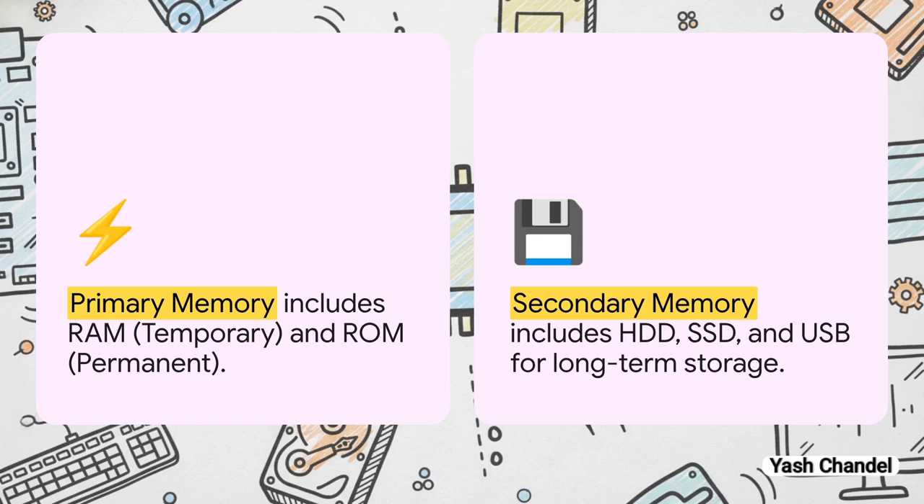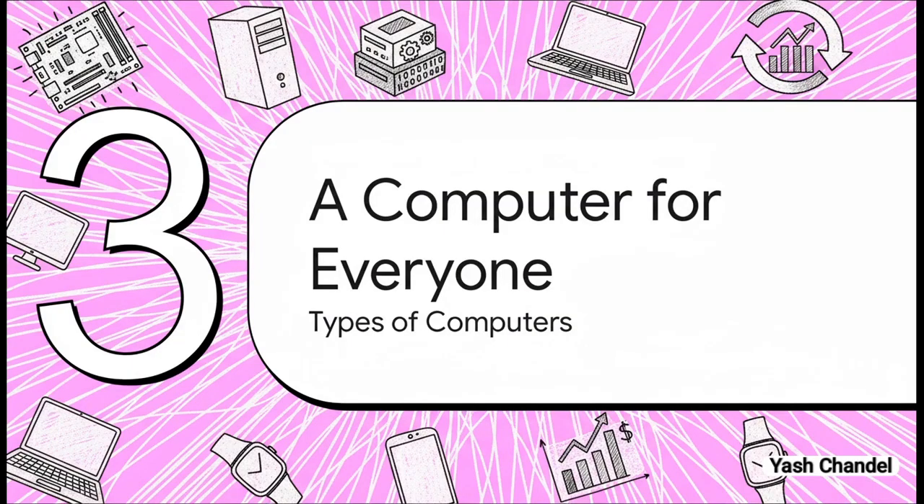Then you have secondary memory. This is your hard drive or SSD. Think of this as your long-term filing cabinet. It might be a little slower to find things, but anything you put in there stays, even when the power is off. Okay, so there you have it. That's the basic recipe, right? You take hardware, you add software, and you make them work together in that constant input-process-output cycle.